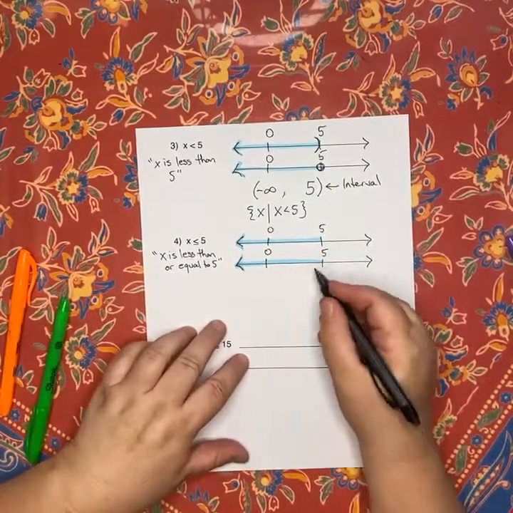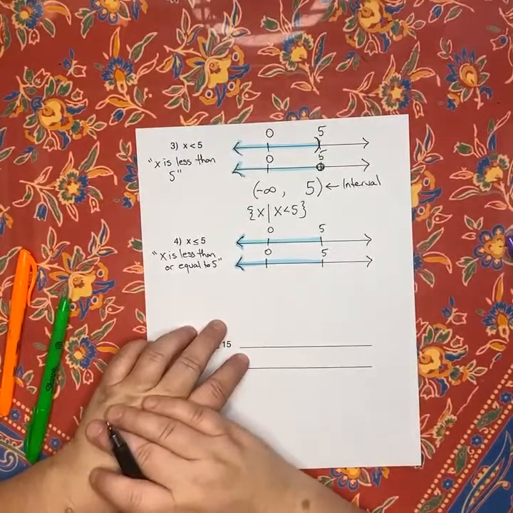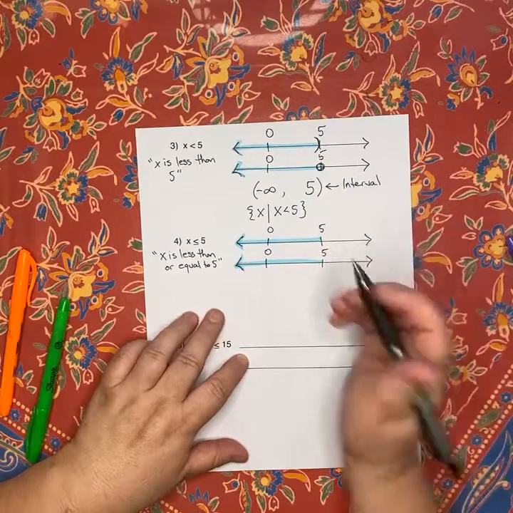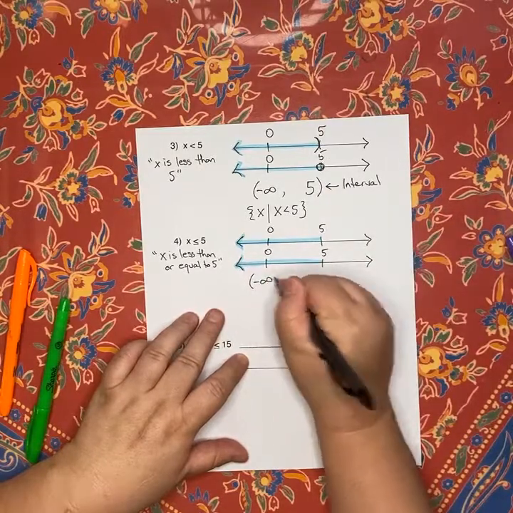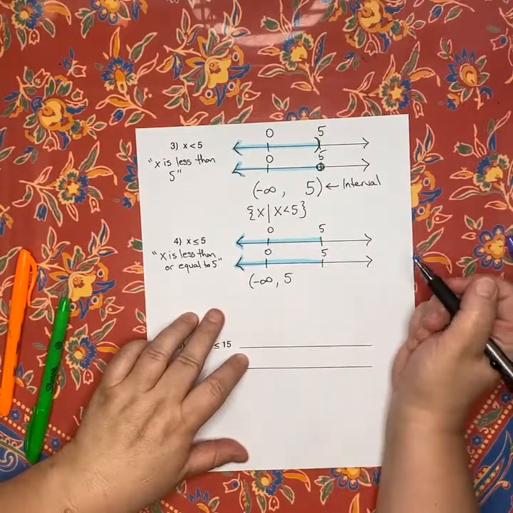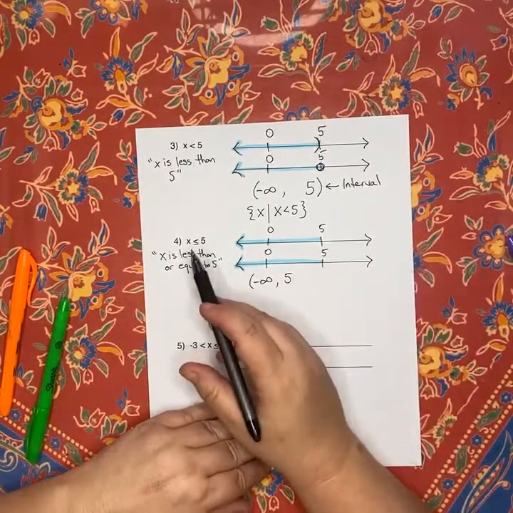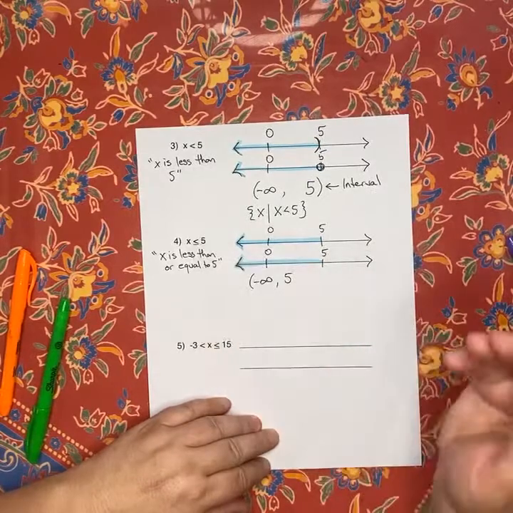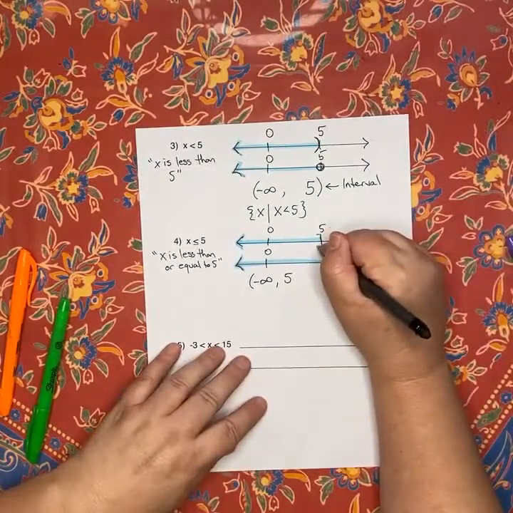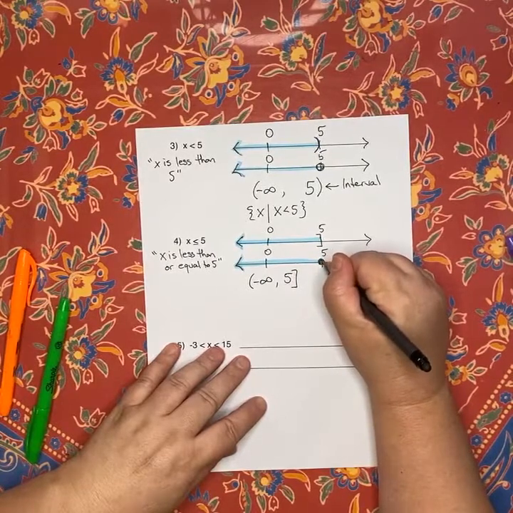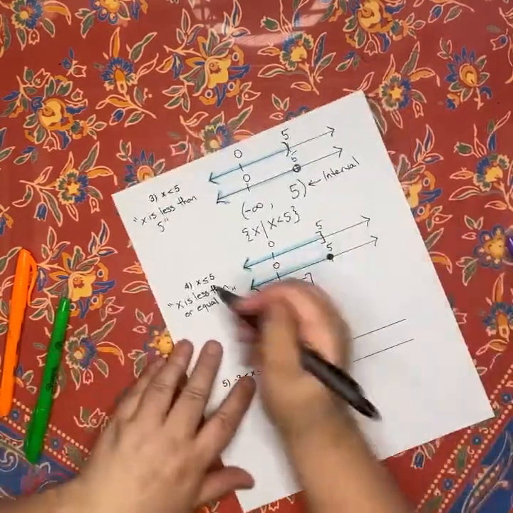Okay, so what would our interval be here? It'll be very similar to this, but what change will we make? You're right. We're going to start at negative infinity. We're going to go all the way to 5. But what are we doing here on the graph to say 5 could be included? You're right. We're going to do a bracket or a closed circle. Woohoo.